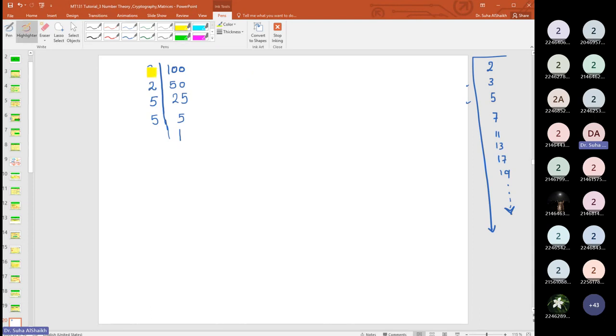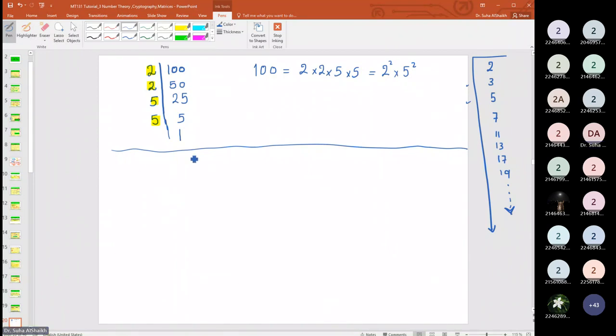We take the numbers here: 2, 2, 5, 5. This is my prime factorization. So the 100 is equal to 2 times 2 times 5 times 5. And we write this like this: 2 to the power 2 times 5 to the power 2. And this will be the prime factorization of the 100. Okay? Let's do one more prime factorization.